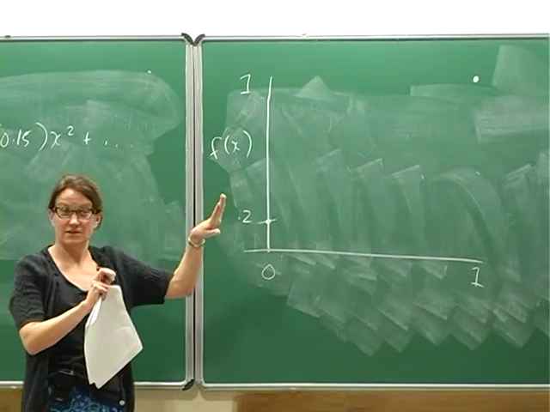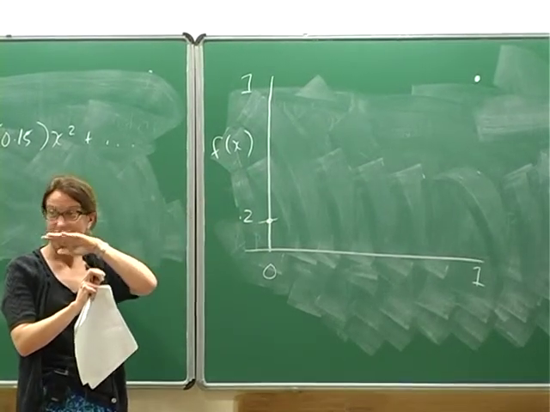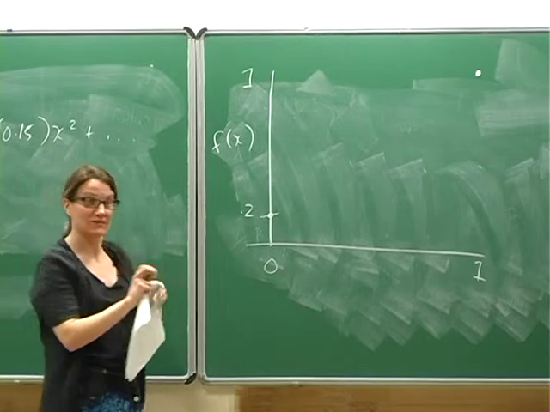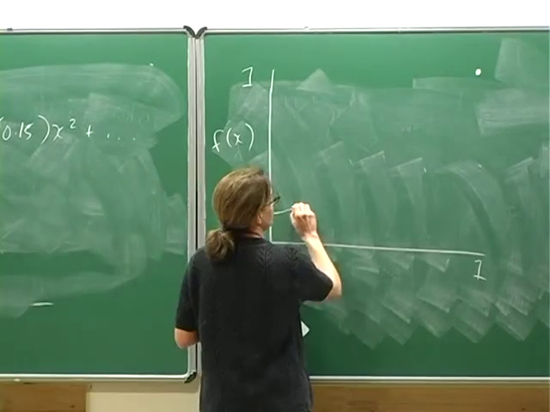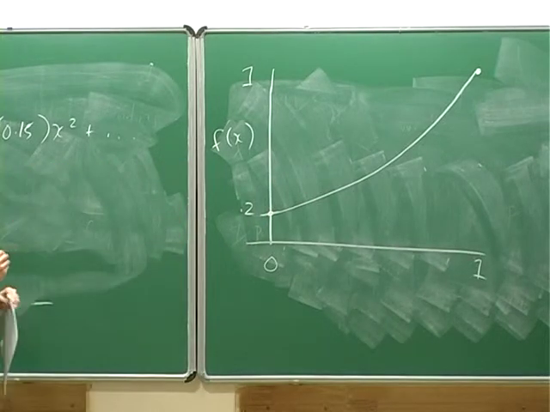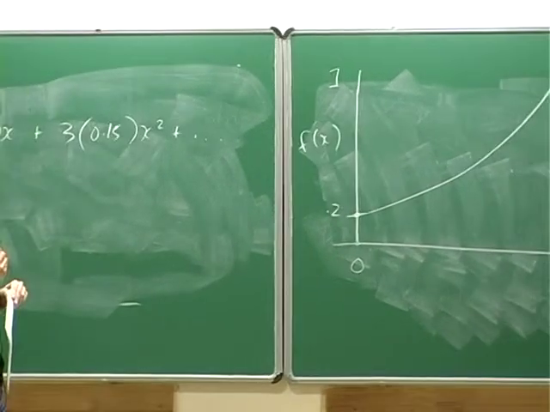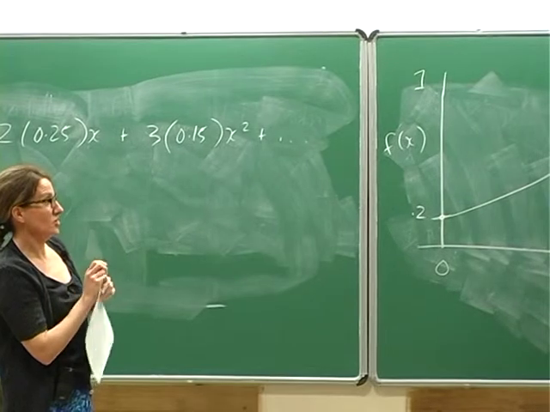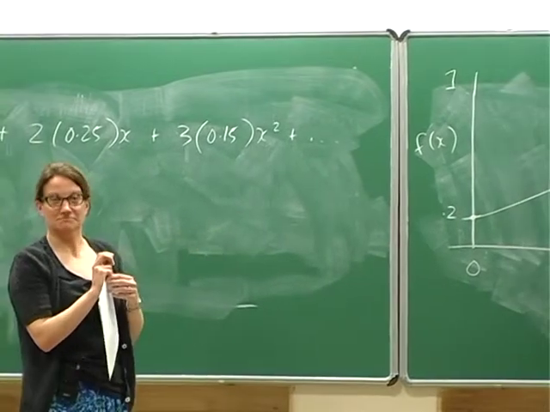Concave up or concave down? Concave up, yeah. Everything positive, positive. The first derivative positive, second, third, fourth. Okay, so that's basically it. And pretty much all PGFs look kind of like that.